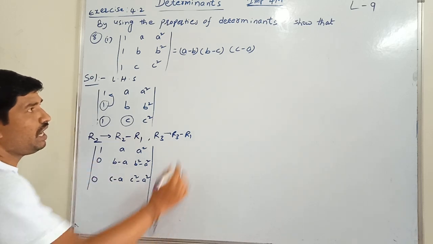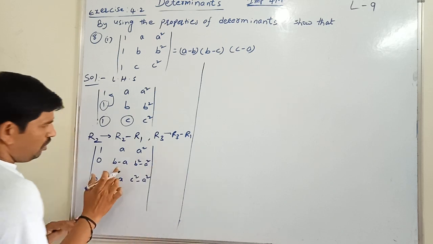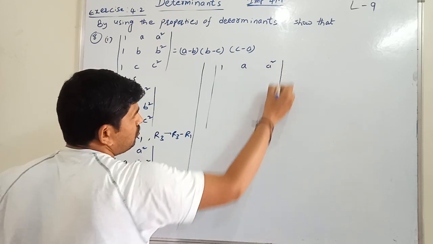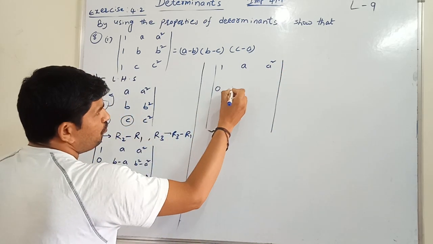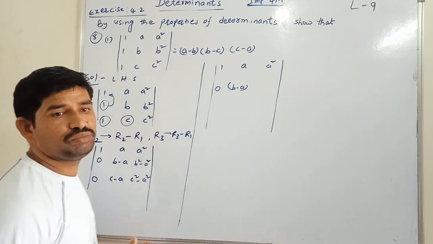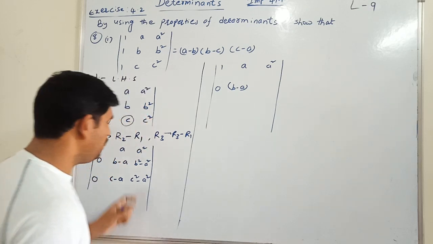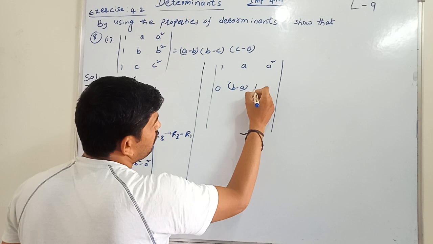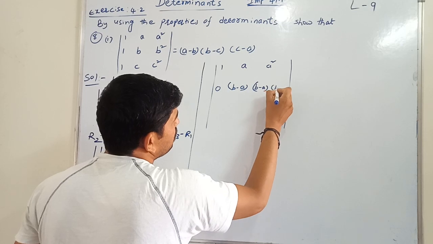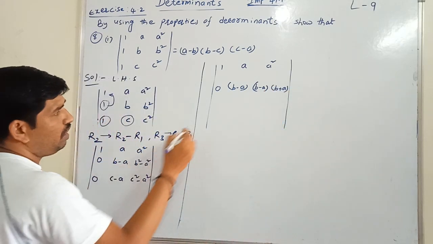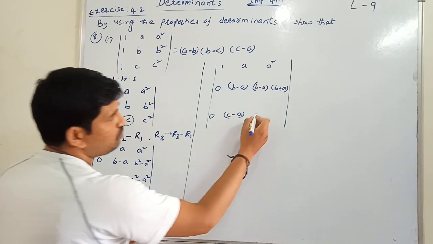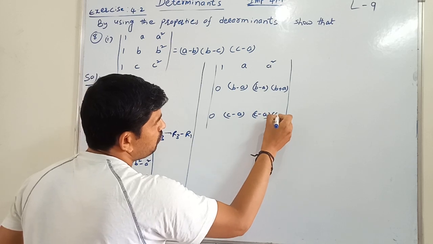The continuation of this I will write here. Now the determinant will be 1, a, a square; next row 0, b minus a, and b square minus a square. We know that b square minus a square can be written as b plus a into b minus a. So I am writing b minus a into b plus a. Similarly, the last row: 0, c minus a, and the last element c square minus a square, that is c minus a into c plus a.